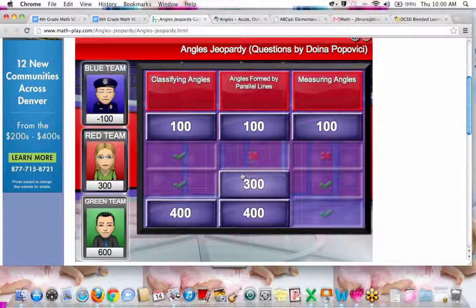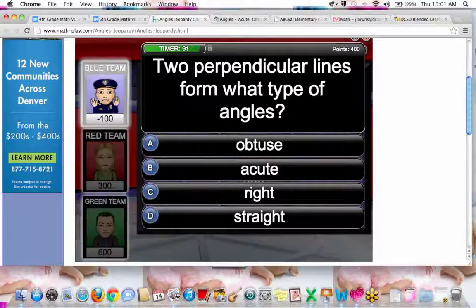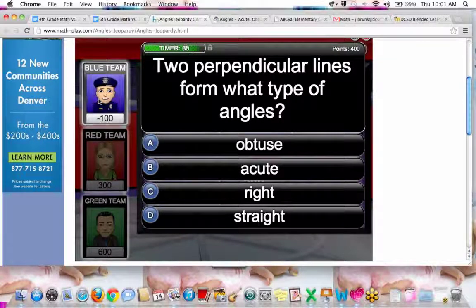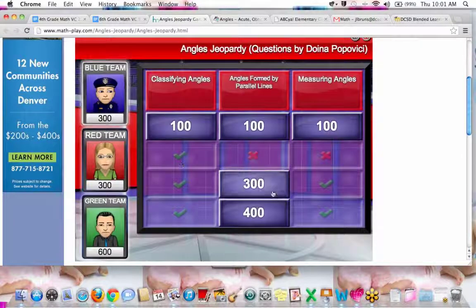Classifying angles for 400. Perfect. Two perpendicular lines form what type of angles? Okay, Jack, he buzzed in, I think, first. A right angle. You're correct. So perpendicular lines basically means think like one is straight horizontal and one is straight vertical. Okay? Come on, it's taking forever. There we go. Okay, Jack, pick a category.